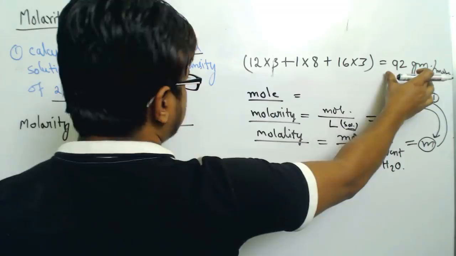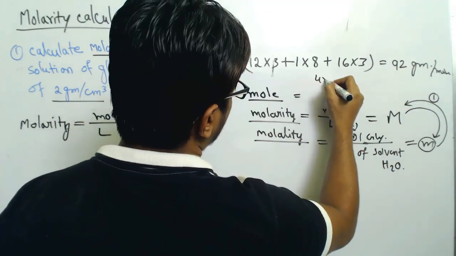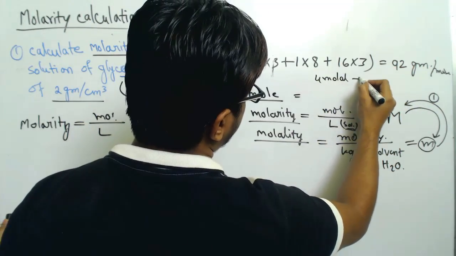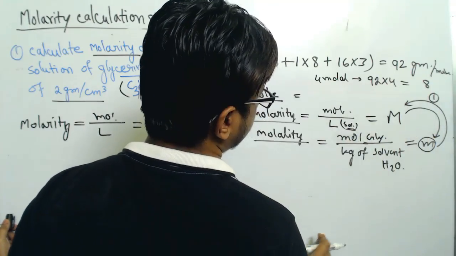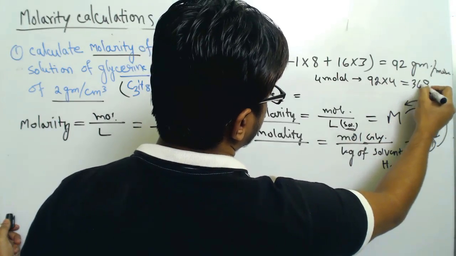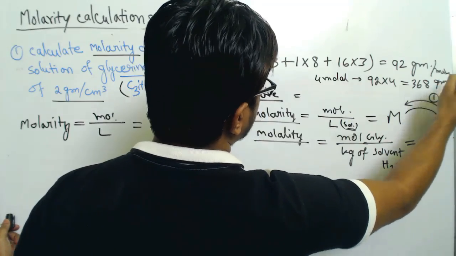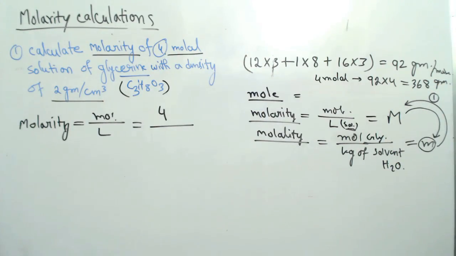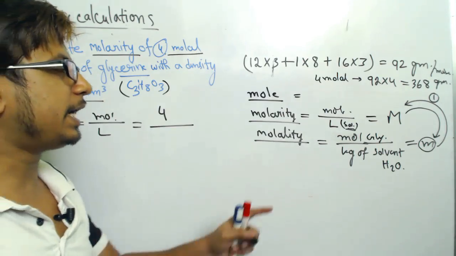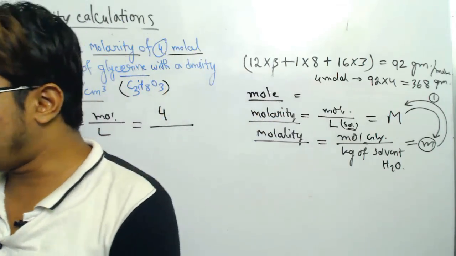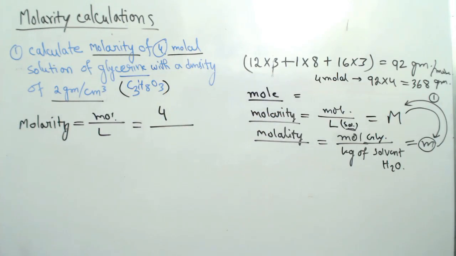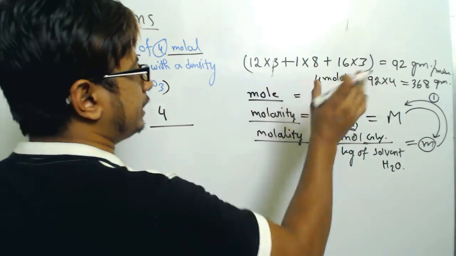So for 1 mole it is 92 grams. So for 4 molar it will be 92 into 4, 368 grams. So that is the total amount of glycerine that is present in there. Now, as we know the total amount of glycerine, we also need to know the total amount of water that is present in there.